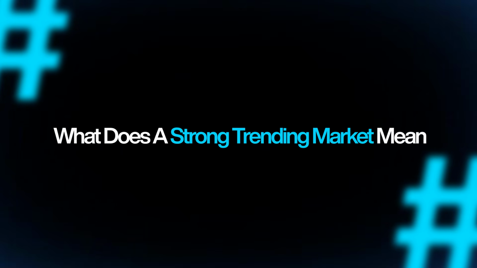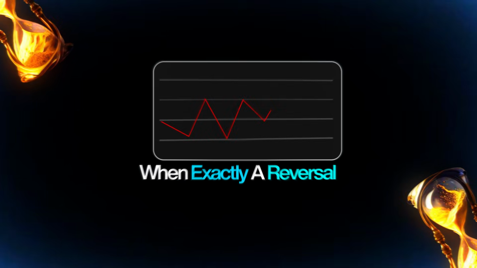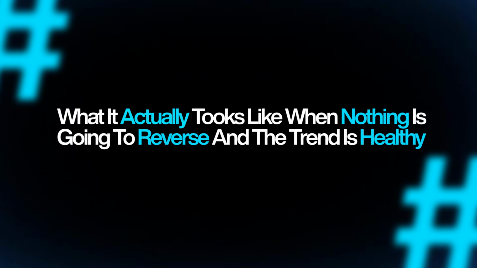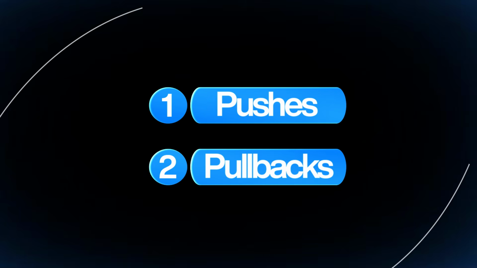Alright, so let's get started. So the first thing you need to understand about trend reversal is to first understand what a strong trending market means. In order for us to understand when exactly a reversal is going to happen, we first need to understand what it actually looks like when nothing's going to reverse and the trend is healthy. And for that, I look at two main things: the pushes and the pullbacks.